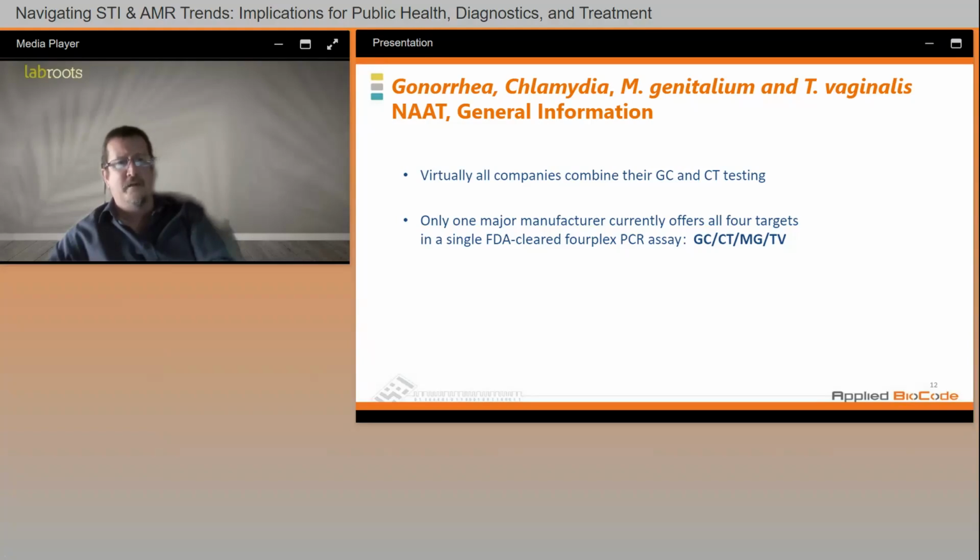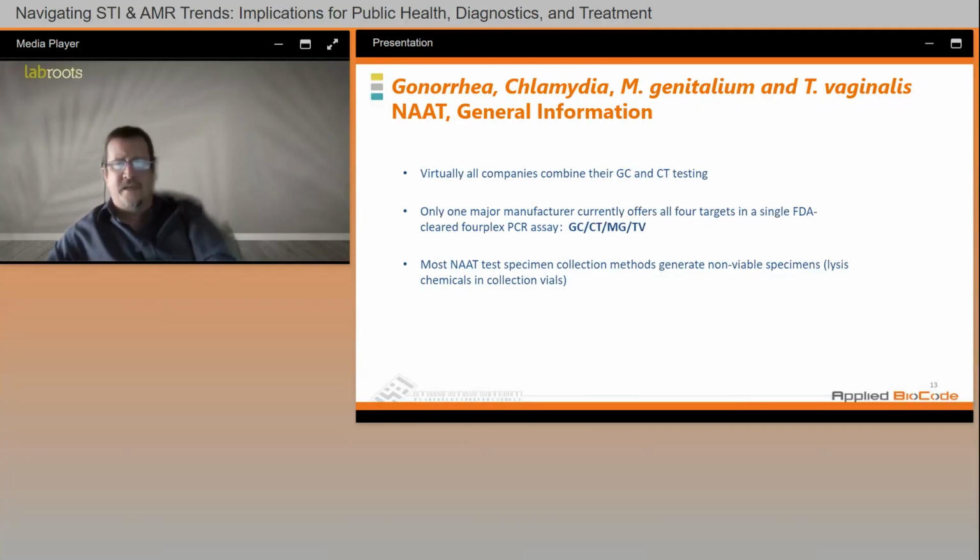So on top of all the advantages there that we talked about, remember that I talked about multiplexing. And so there is, in fact, now an FDA cleared PCR on the market that means it's a one-stop shop, and you'll get all those molecular advantages in a fourplex.